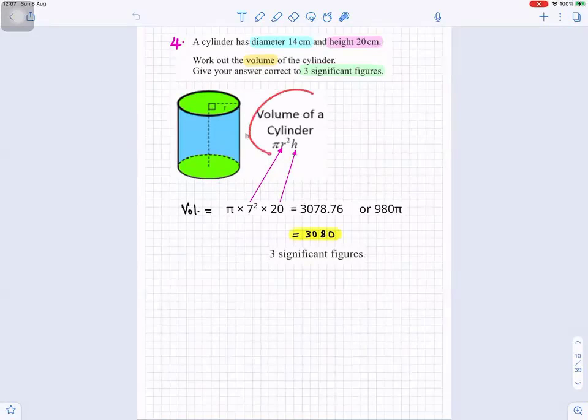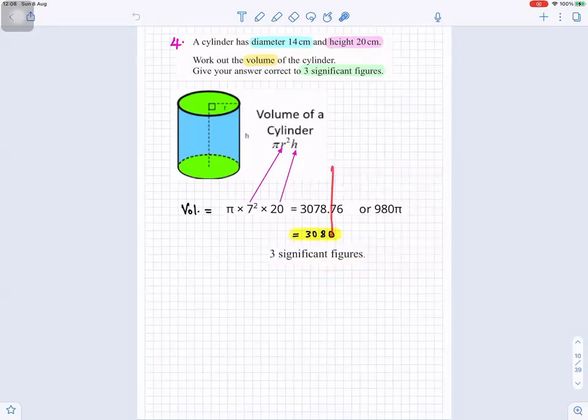Using the formula for volume of a cylinder, pi radius squared times height. Radius would be 7. 14 divided by 2 is 7 for the radius, so 7 squared. Height is 20, and you would get 980 pi, which is 3080 to 3 significant figures.